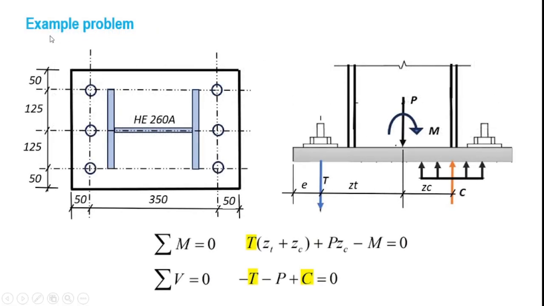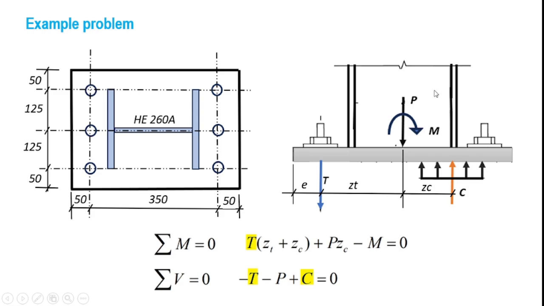Okay, fine. Coming to the example problem, I have provided you the detailed sketch of the plan as well as the cross section of the base plate. You can see that the total dimension of the base plate is 450 by 350, and we have provided a total of 6 anchor bolts, positioned at 350 mm center to center in one direction and 250 mm in the other direction. An edge distance of 50 mm is used. The base plate supports a European cross section, that is HE260A. And on the side you can see a typical cross section of the base plate.